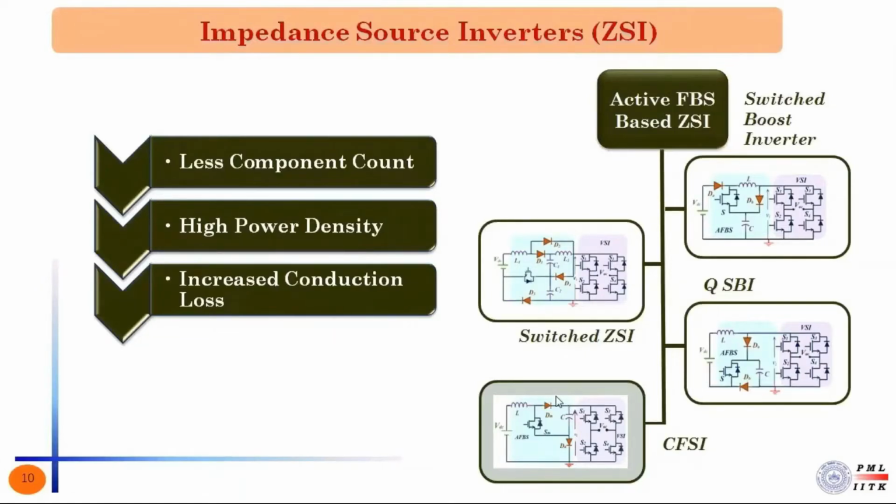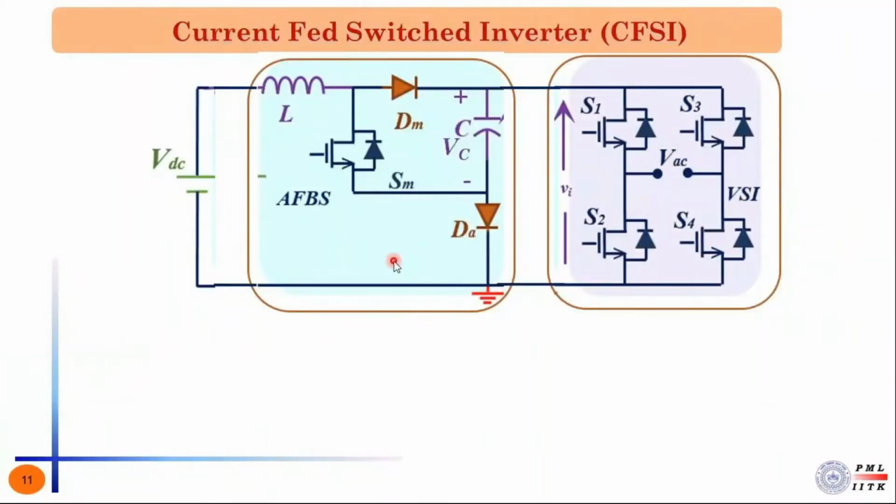So let's see further whether the inferences drawn by us so far are correct or not. So this is the schematic of the current fed switched inverter, which has active front-end boost stage and the inverter stage. Now let's understand the challenges in CFSI with the help of some numeric examples. So let's say we have a CFSI which needs to convert 60 volt DC to 230 volt AC to meet the load requirement of 1 kilowatt.